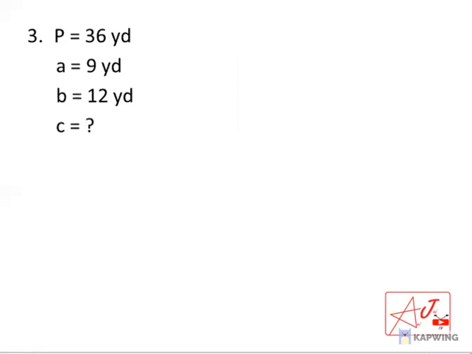Okay. Next one. We have the given perimeter is equals to 36 yards. A is equals to 9 yards. B is equals to 12 yards. And C is missing. Nawawala yung third side. So, ano ulit yung formula natin? For triangle, P is equals to A plus B plus C. So, ano po yung given natin na perimeter? 36. Si A, 9. Si B, 12. At nawawala si C.